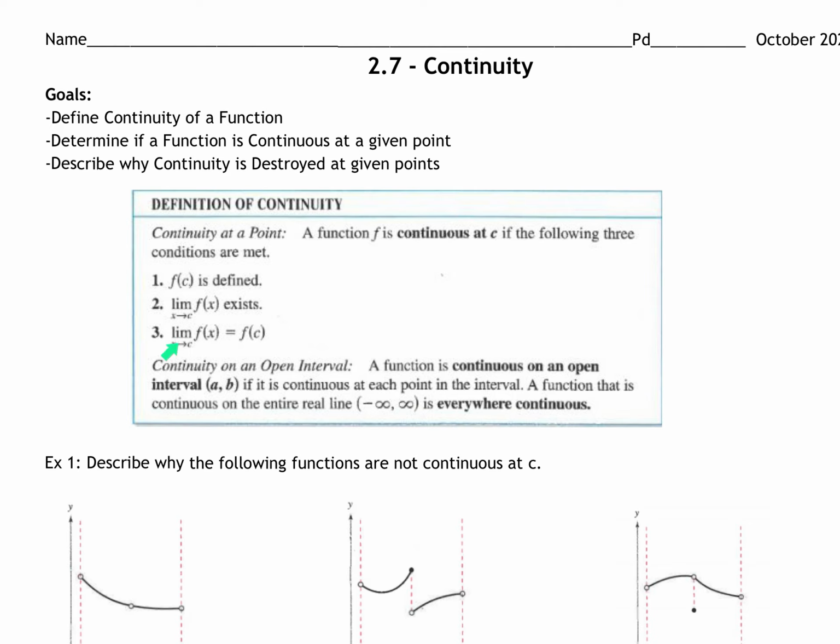And then really what number 3 is saying is that 1 and 2 are the same number. So the same value that you get when you plug in c is going to be the value you get when you find the limit. As long as those three conditions are met, you have continuity. And we consider a function to be everywhere continuous if there's no breaks in that graph at all.